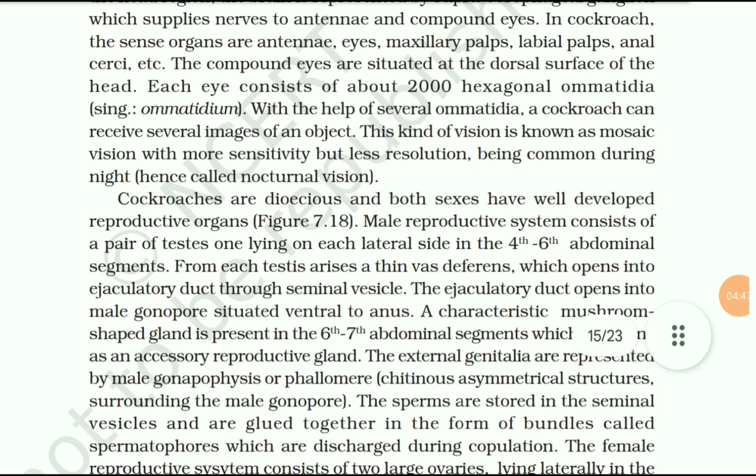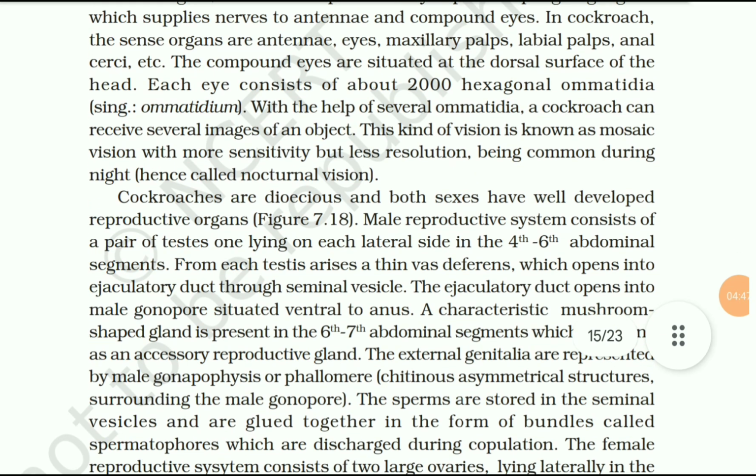From where is it excreted? Through the hindgut. Therefore, this insect is called uricotelic. It is confusing. Once again I am repeating, I remind you of the things you forget. They absorb nitrogenous waste products and convert them into uric acid, which is excreted out through the hindgut. Therefore, this insect is called uricotelic.